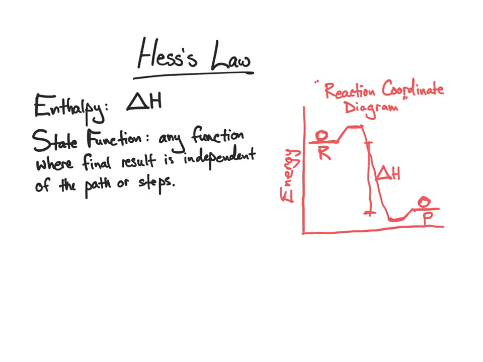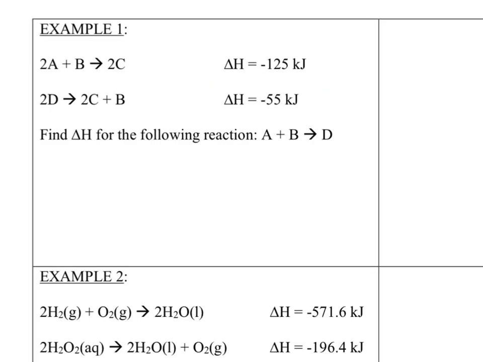Let's look at a couple of examples of this. In your notes packet, this is example 1, and it's got a simple proposition for us. We're supposed to find the enthalpy for the reaction A plus B yields D. I don't know what A, B, and D are. It also really doesn't matter. The point is that what you've been given is a puzzle where if you put the pieces together in the right way, you're going to be able to get the information you want, which is exactly what is the enthalpy for A plus B yields D.